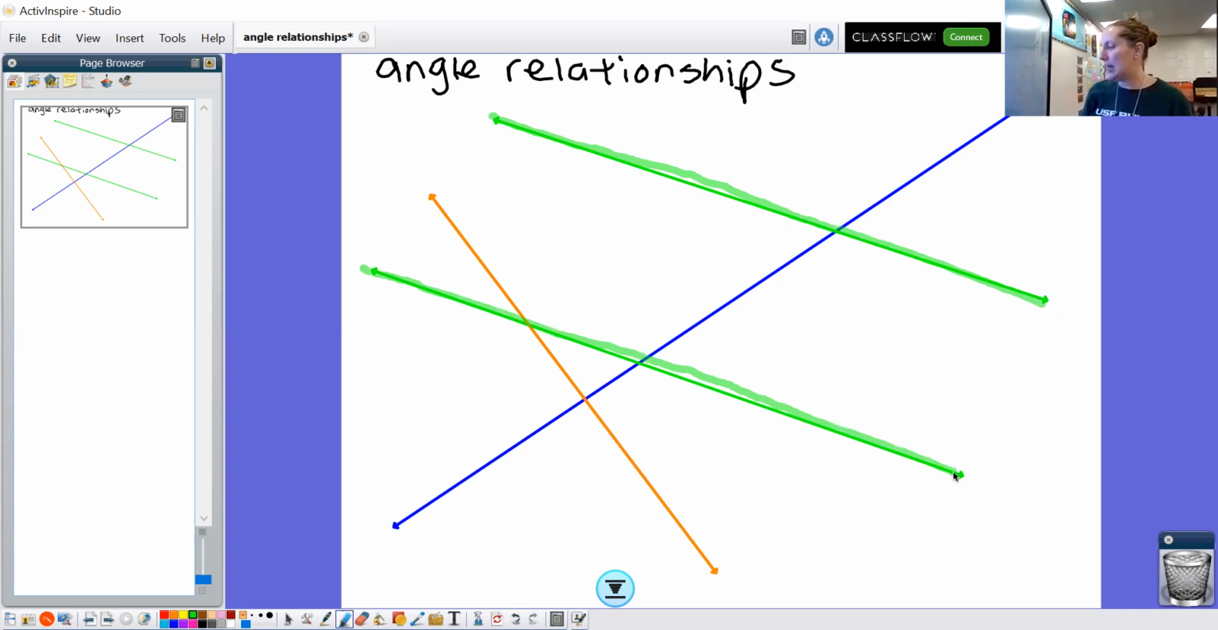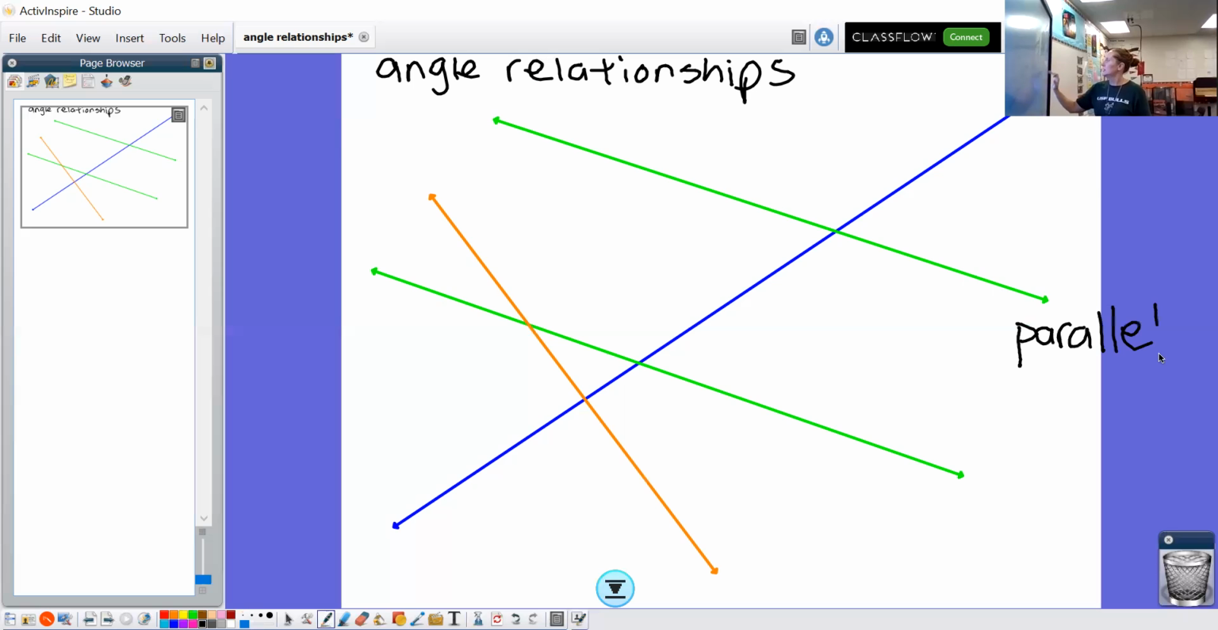Those two lines never ever intersect, and they are called parallel lines. Let's spell it. It's important to know how to spell these terms, so let's spell it correctly. Parallel lines never intersect, okay?